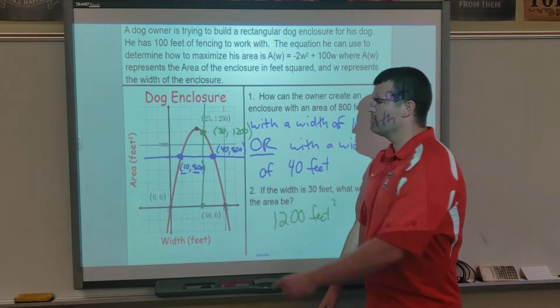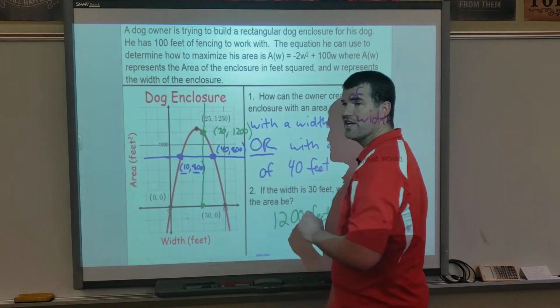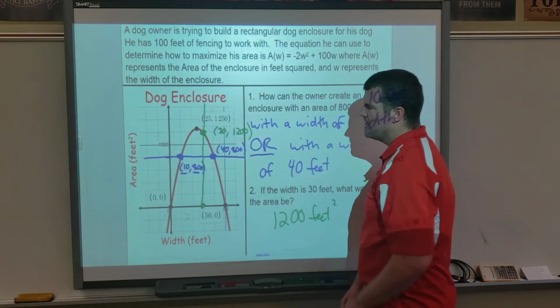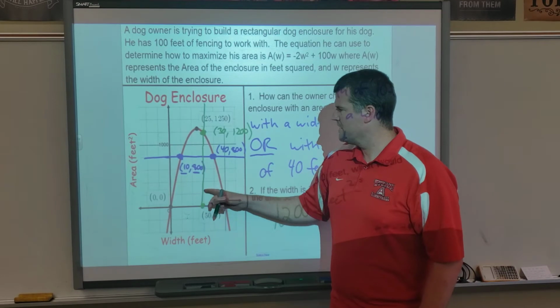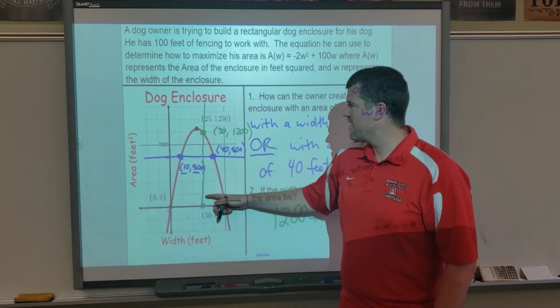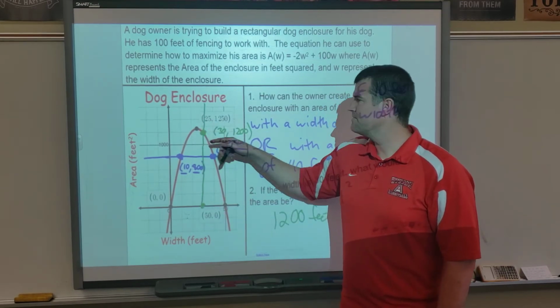And again, all we did was we took our parabola, which was one equation, right? This equation here. And then we take our vertical line, which is our second equation or our second graph, and we find where they intersect.